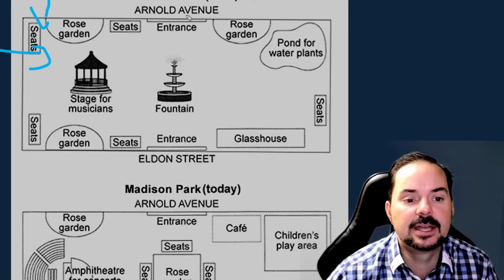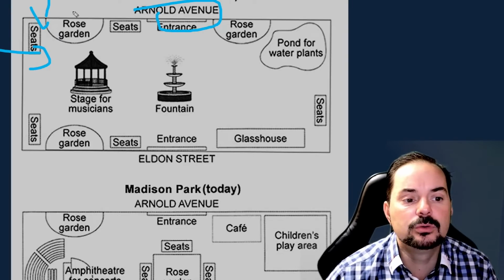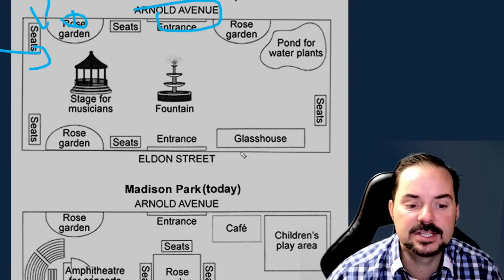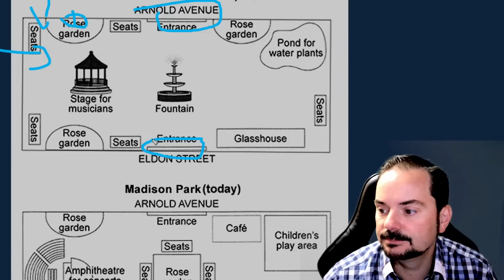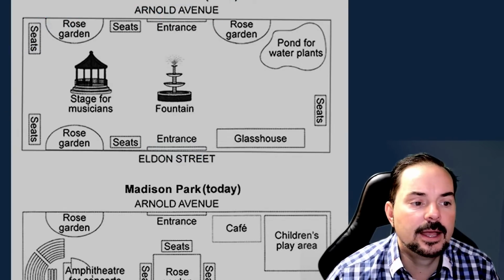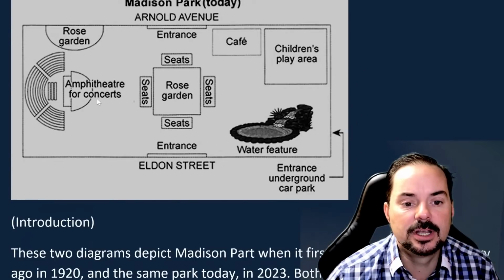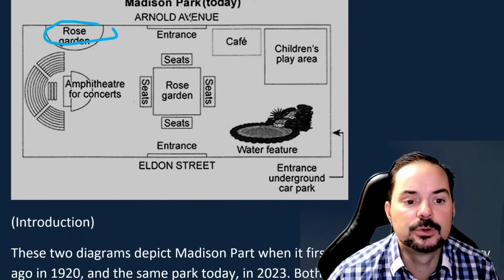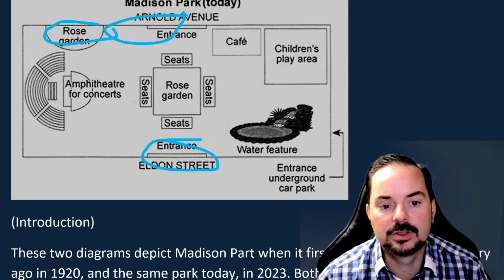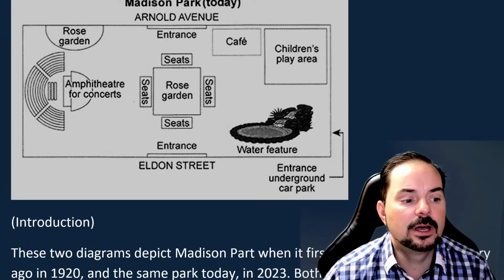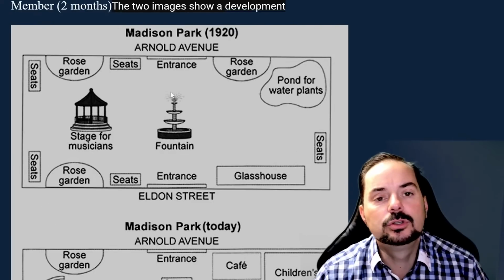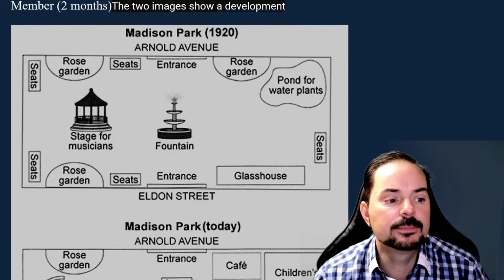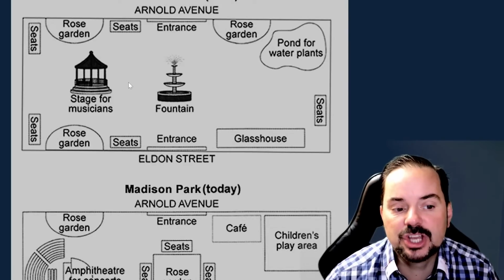So I'm going to explain that the entrance from Arnold Avenue, the Rose Garden in the northwest, and the entrance in the south all remain the same. Okay. And you can see that. So you can see here in 2003 that we have those same rose garden, and the entrances here are the same. Okay. Then for my next step, so that's going to be my number 1. Okay. And then my number 2 is going to be the changes.